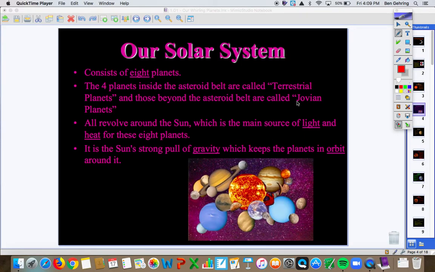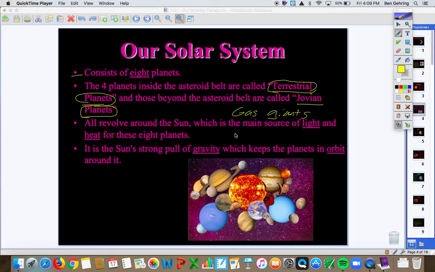All right, our solar system as a whole is made up of 8 planets, which we're going to look at. The 4 inside the asteroid belt are called terrestrial planets. And those beyond the asteroid belt are called Jovian planets. Terrestrial refers to Earth, or solid, or planet. So these are the solid planets that we have. And then Jovian planets are also called the gas giants. So they are made of, you guessed it, gas.